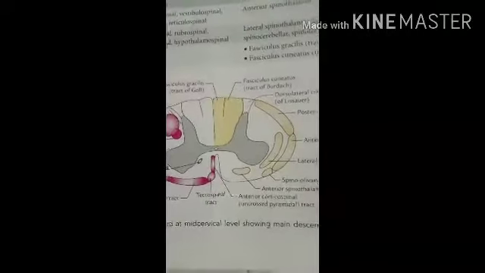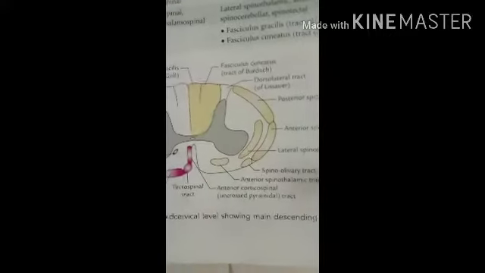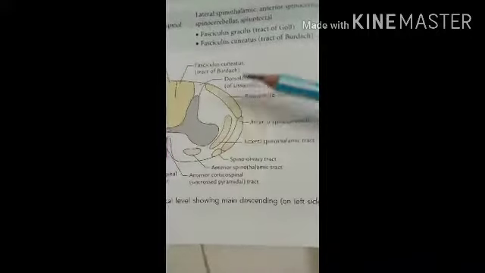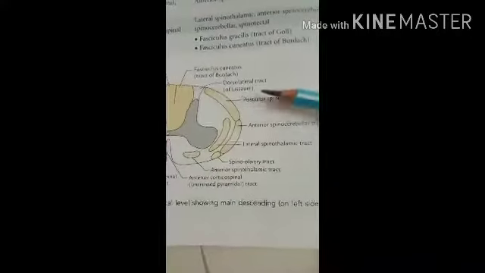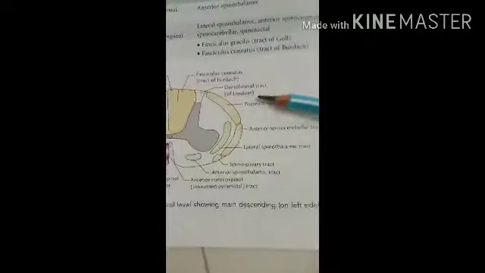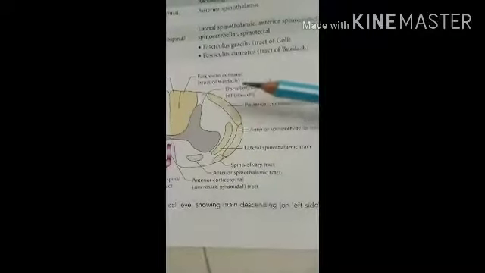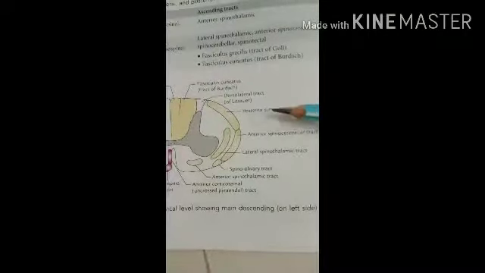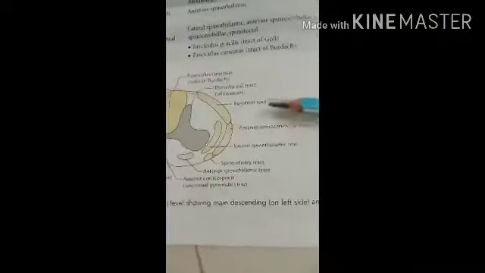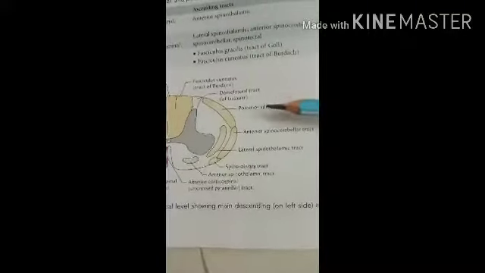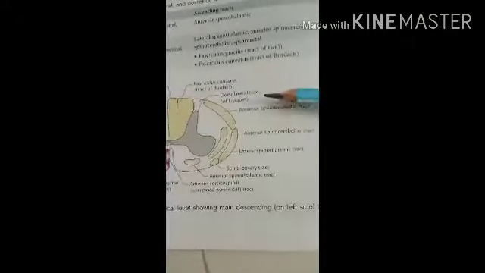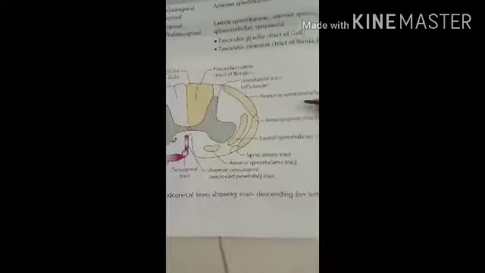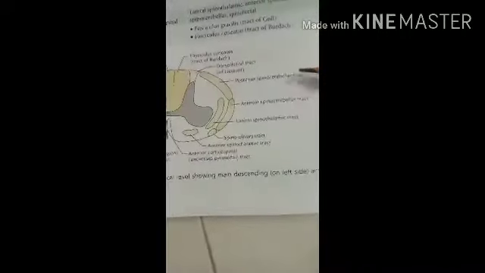Then the next is the posterior spinocerebellar tract. This tract begins from the thoracic nucleus of the posterior gray column and terminates in the vermis of the cerebellum via the inferior cerebellar peduncle, and it plays the function of unconscious proprioception from the individual muscles of the lower limb. So that is the main function which is done by the posterior spinocerebellar tract.